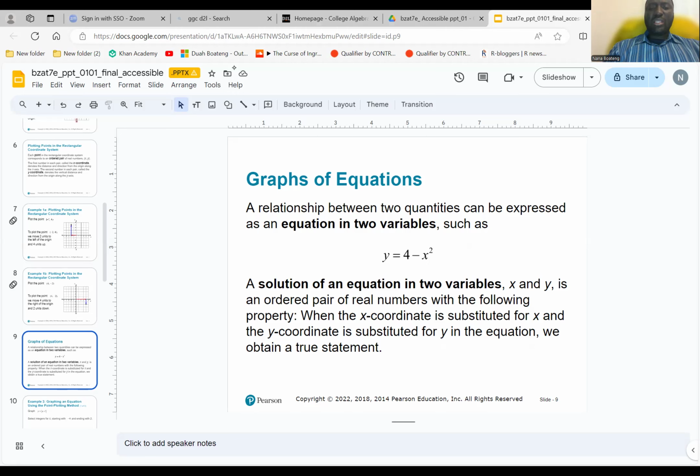And we said the solution of an equation in 2 variables. An equation in 2 variables means we have 2 variables in the equation. For example, the equation y = 4 - x². x is a variable, y is a variable. So this is an equation in 2 variables. When we have a value for x, we can substitute into this equation to find the value for y. So when we substitute the value for x into the equation to obtain the value for y, we say we can obtain a true statement.